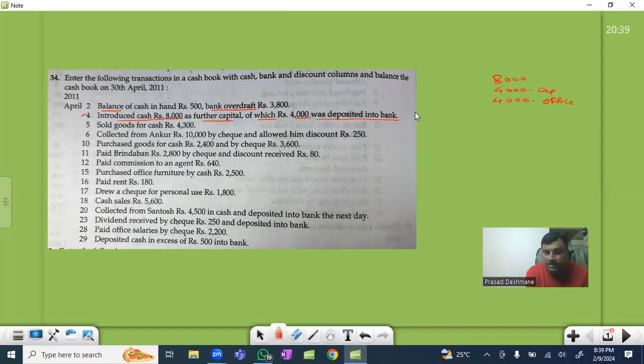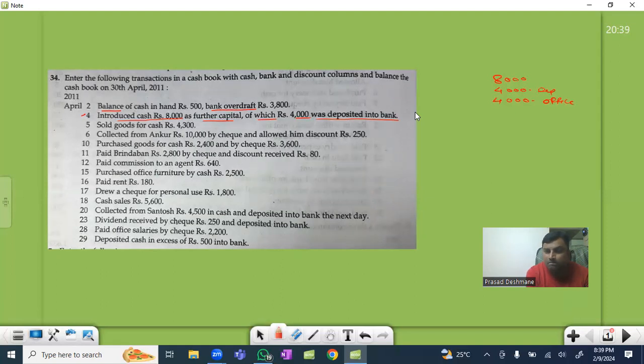What do you think, Michael? Is it a contra entry? It's not a contra entry because they're saying it's already deposited into the bank. Okay. Shivansh, what about you? What do you think? Is it a contra or not? Sir, I feel it's a contra entry because it's adding into the capital of the business.